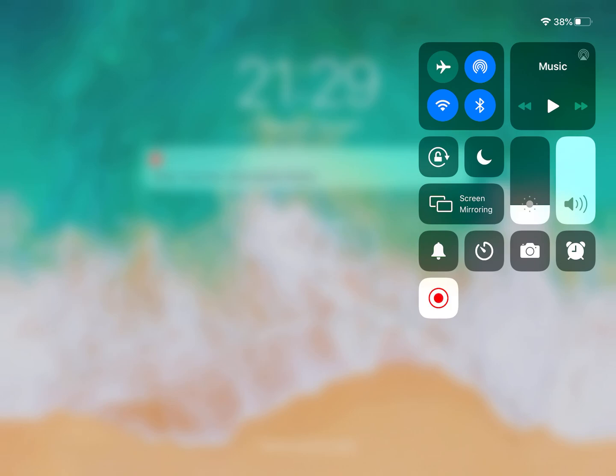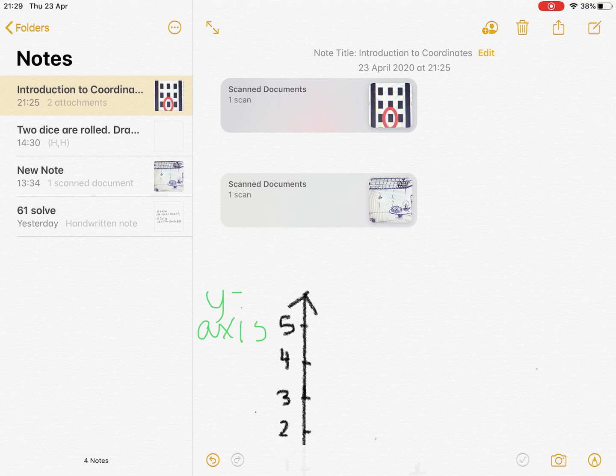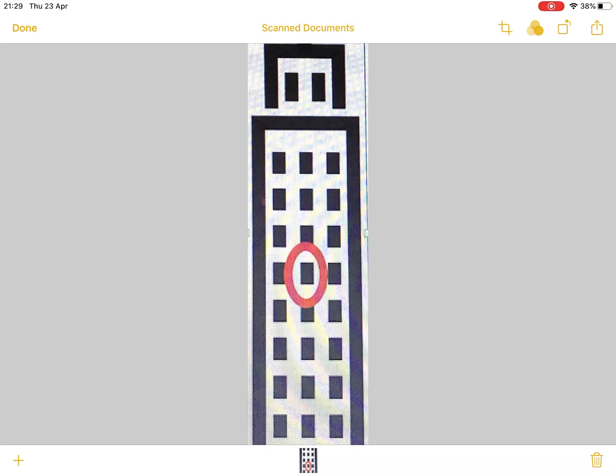Now, coordinates is a very easy topic, but it is also a very important topic because coordinates can help us find the exact position of things. For example, let's say that we have a skyscraper with a marked window, and we need to describe exactly the position of that window.